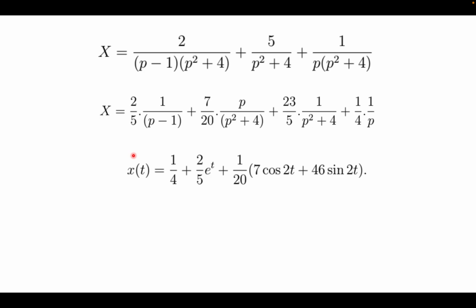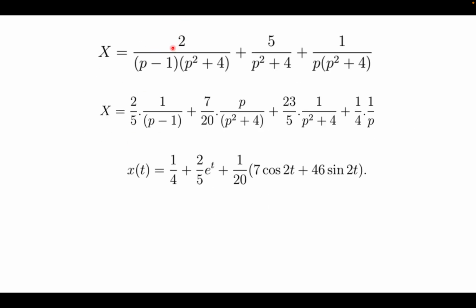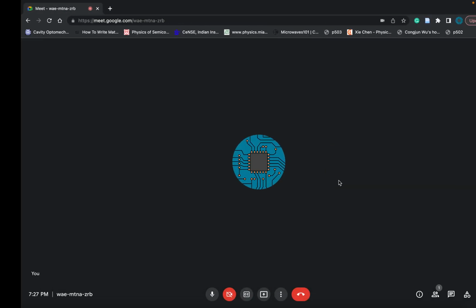So if you take the inverse Laplace transform here, then you will get x of t. If I take the inverse Laplace transform of this complete function, I will get this equation. And I think this is now very easy to solve because these are just the Laplace transform of some standard function. So you will get x of t is equal to 1 by 4 plus 2 by 5 e power t plus 1 by 20 times 7 cos 2t plus 46 sin 2t, right?